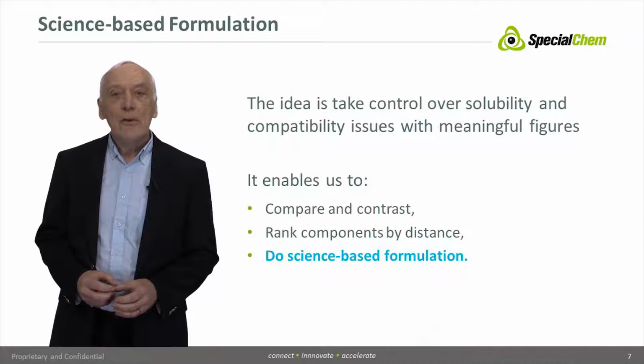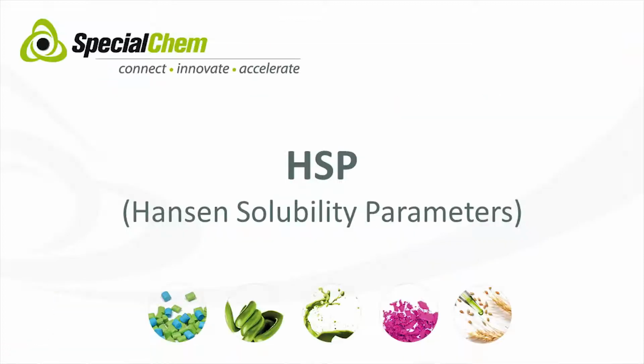So what tool allows us to do this for solvents, cosmetics, adhesives, plasticizers, particles, inks and coatings? It is called HSP, Hansen Solubility Parameters, and it is based on just 3 numbers.